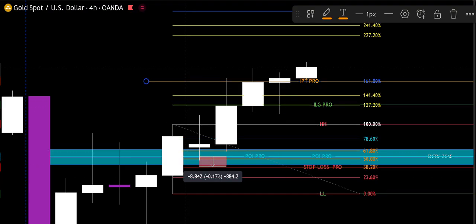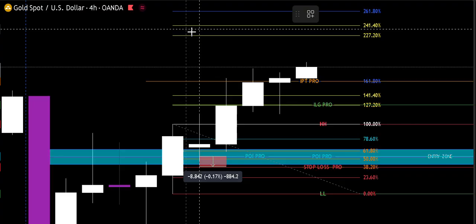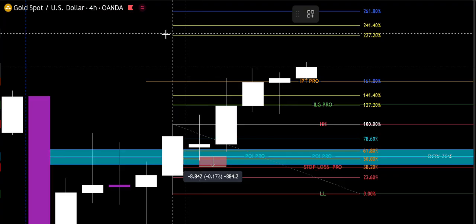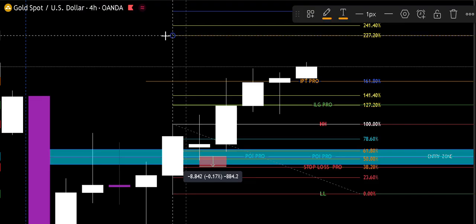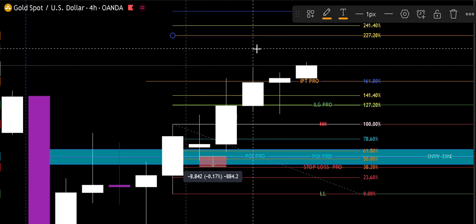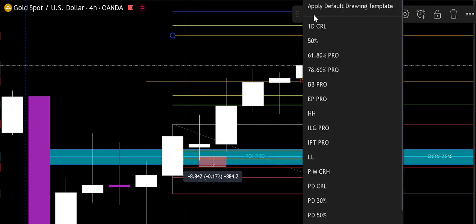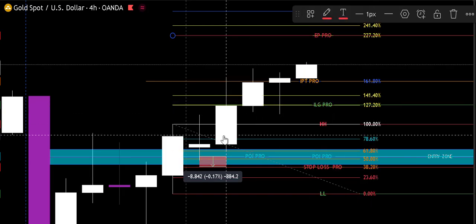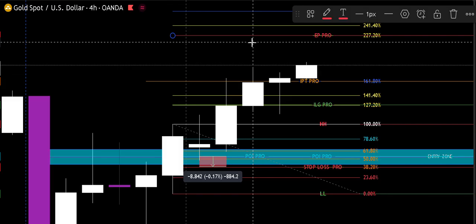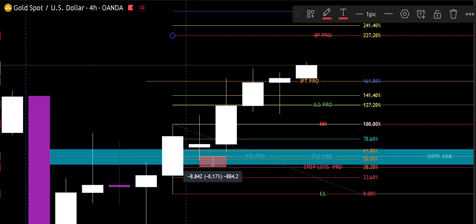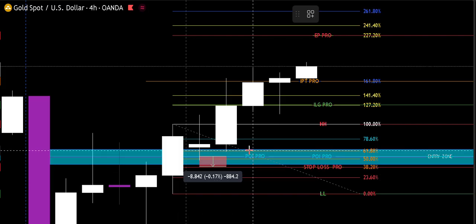For those at advanced level like us, we take the expansion phase. Expansion phase is on this area, 127.20, it's expansion. You like to take profit one, take profit two. Expansion is my take profit two. That money is enough for every trader out there.